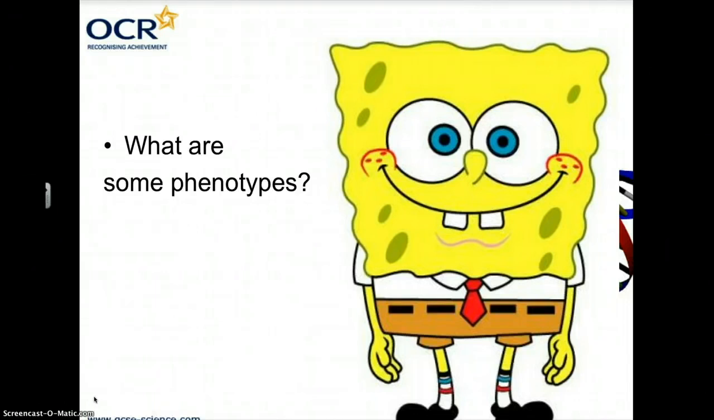Okay, hopefully you actually paused it. Some of the phenotypes would be blue eyes, it could be freckles, it could be a square head or square body, I suppose, or square pants. It could be the shape of his smile, or the fact that he has two teeth, or big eyes. These are all phenotypes, just physical characteristics of a living organism.